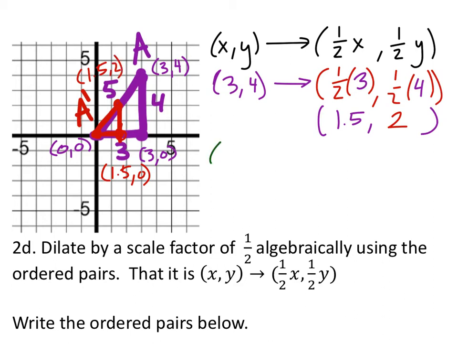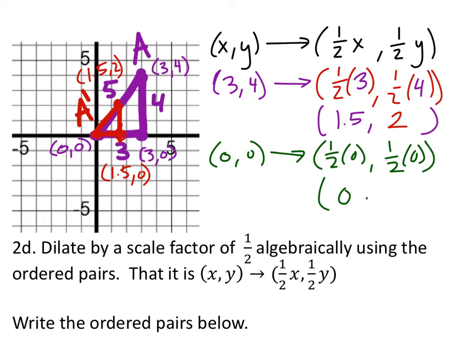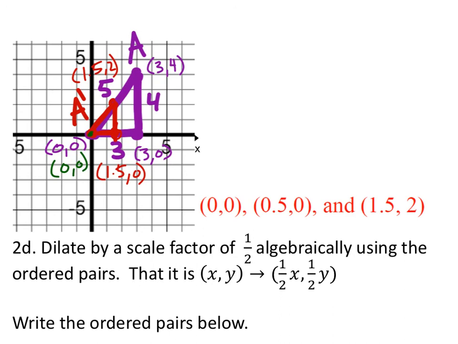Finally, we can take the origin, which is at (0, 0). If we multiply these by 1/2, then anything multiplied by 0 is 0. So it still gives us the origin at (0, 0). So this is how you would show algebraically, using the rule, how to find the points or the corners of this image, the ordered pairs for this image. So there we go, we've already found those ordered pairs.